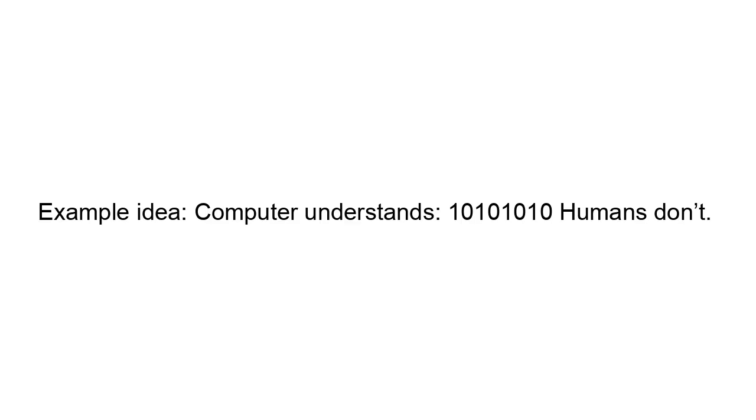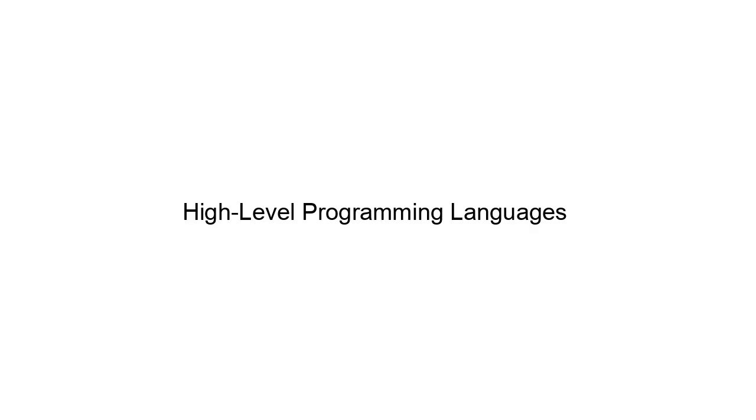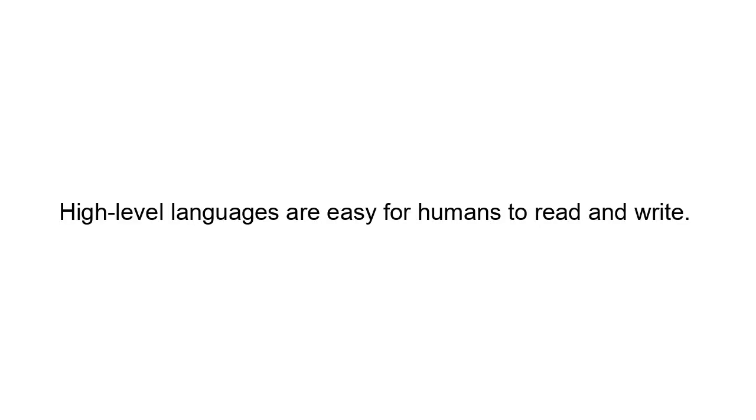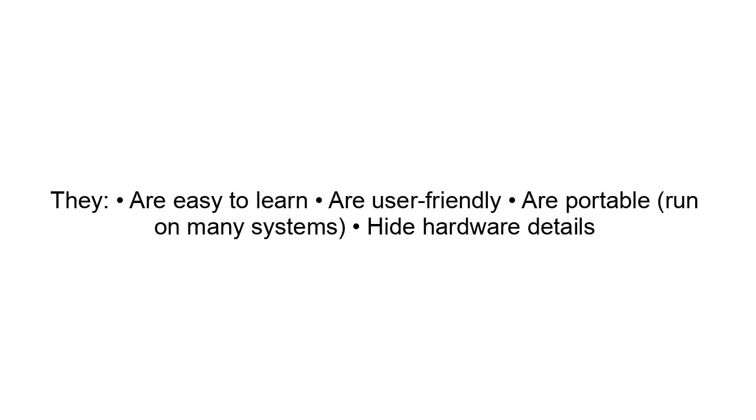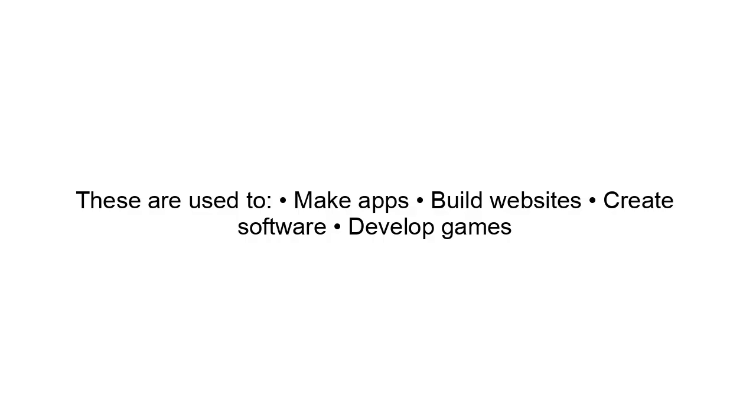High-level programming languages. High-level languages are easy for humans to read and write. They look more like English. They are easy to learn, are user-friendly, are portable, run on many systems, hide hardware details. Examples: Python, Java, C++, JavaScript. These are used to make apps, build websites, create software, develop games.